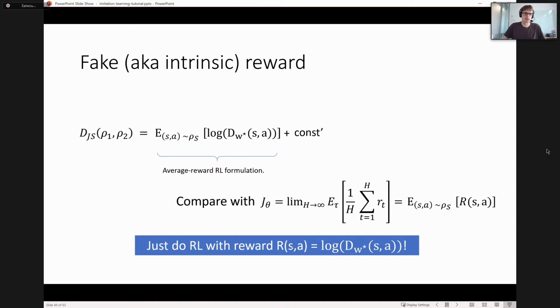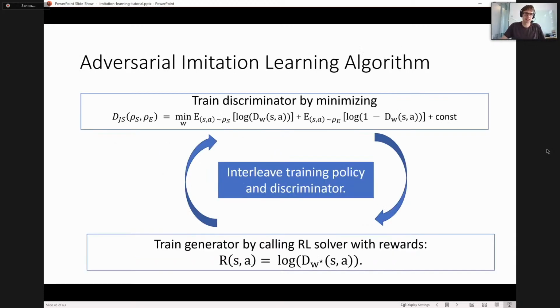If we think about it intuitively, that thing D is large for things that come from the expert, and it's small for things that do not come from the expert. So I'm trying to encourage my reinforcement learner to go to the things which coincide with the expert, which is what imitation learning is trying to do. Okay, so now we know how to train the generator. So let's move on.